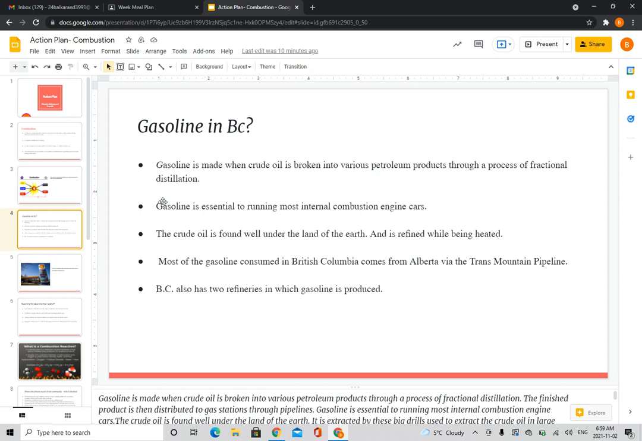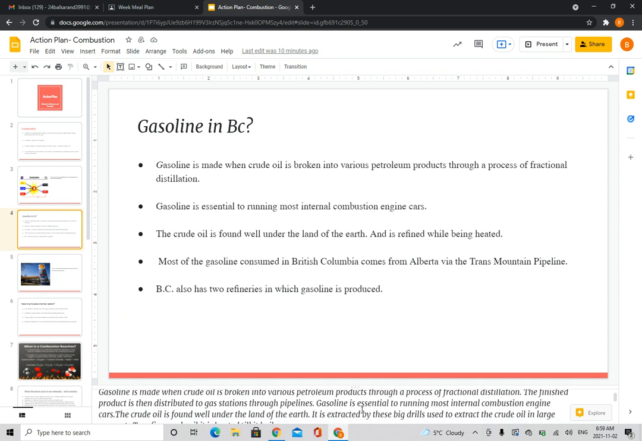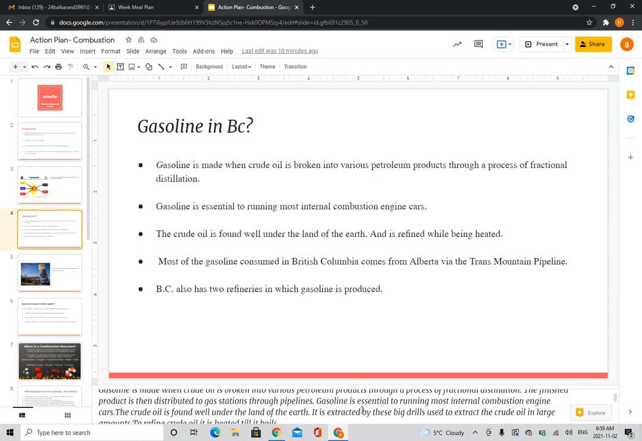Gasoline in BC. Gasoline is made when crude oil is broken up into various petroleum products through a process of fractional distillation. The finished product is then distributed to gas stations through pipelines. Gasoline is essential to running most internal combustion engines, like cars.